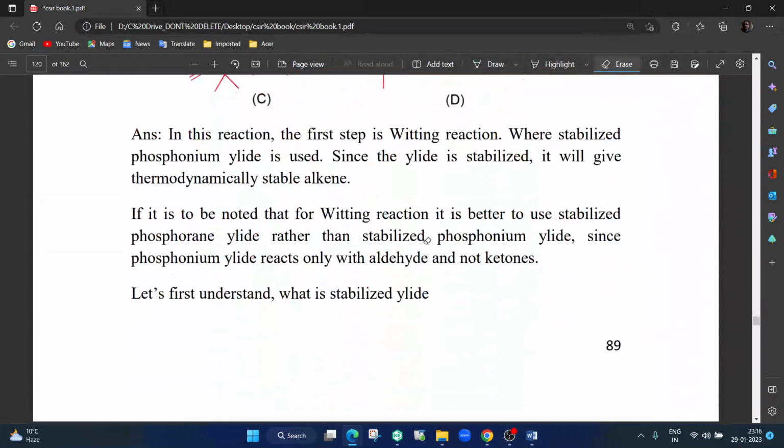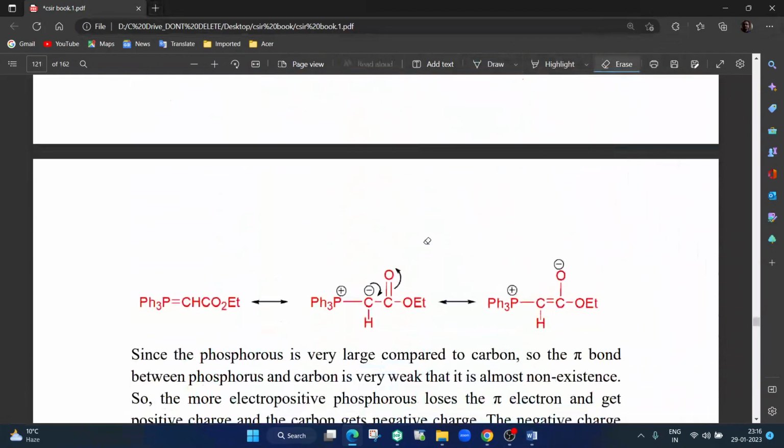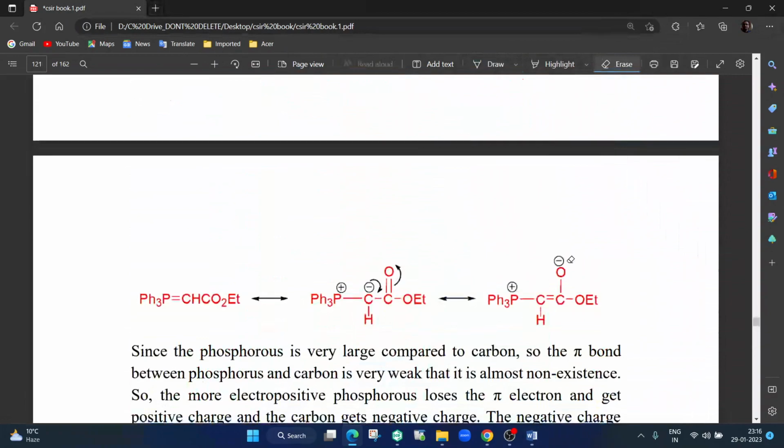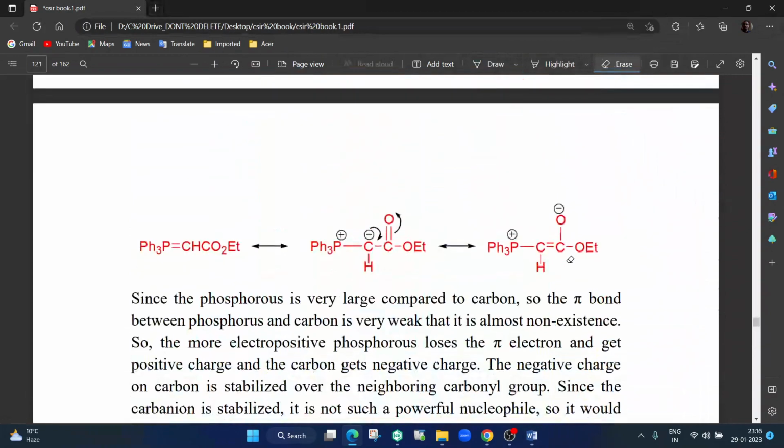Whatever is written here, please keep reading it. Yeah, this is a stabilized phosphorus ylide.